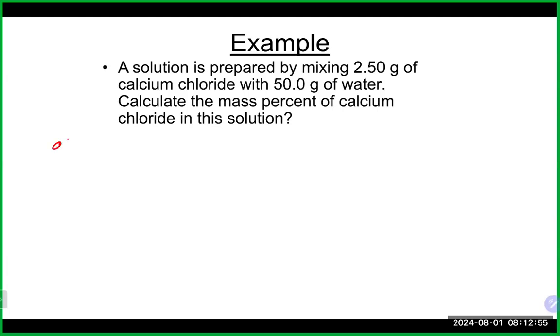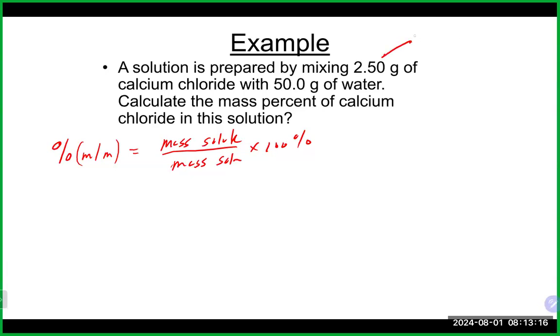Again, a reminder that percent mass to mass, which is what we see in this problem, is the mass of the solute divided by the mass of the solution times 100%. And there's one of those percent concentrations that we talked about as well. In this problem, the 2.5 grams of calcium chloride was our solute. The water here is our solvent, which makes up the solution.